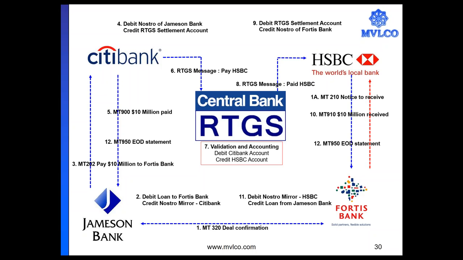To summarize then, the basic difference between a 202 and a 205 is that a 202 is to be used for a cross-border payment transaction like the one you see on the screen, and a 205 is to be used when the transaction is done within one single system, within one single country. That's how the 202 and 205 will differ.